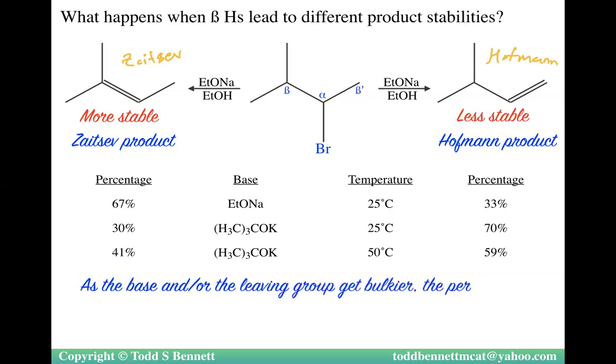So as a base and/or the leaving group gets bulkier, so we're doing an example, we're showing a bulkier base. We can also do a bulkier R group on the structure itself. So whether the leaving group is adjacent to something much bigger, or if the base is bigger, as long as you have two large molecules, then you start getting more and more of the Hofmann.